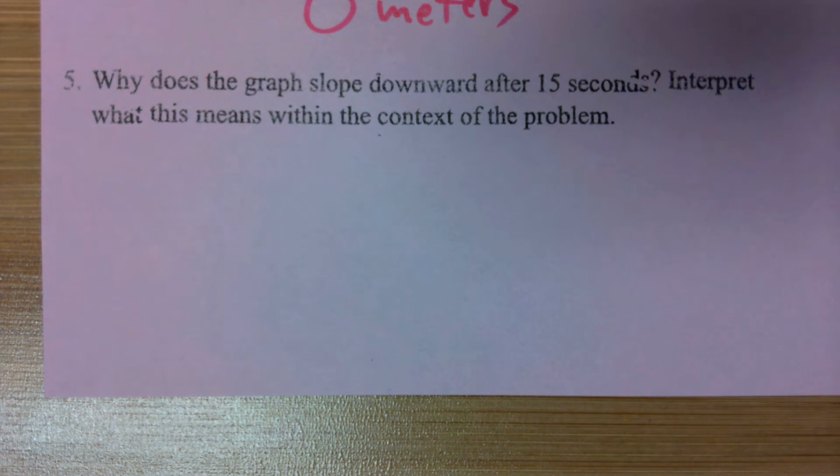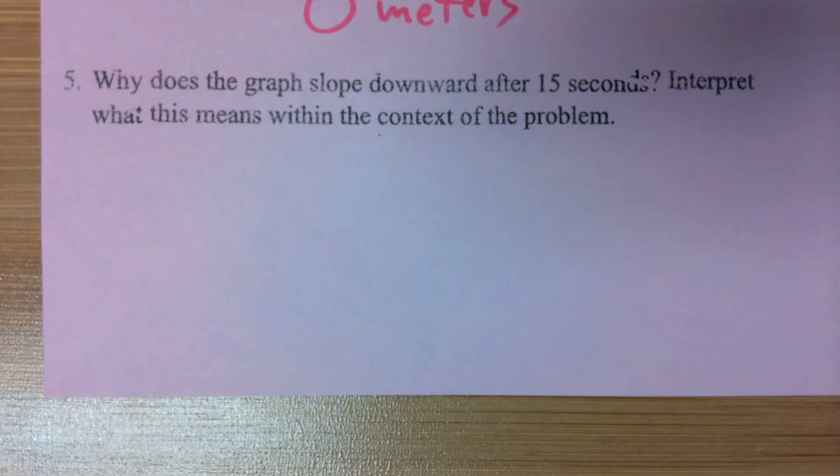Okay. All right, let's come back together. You guys have the opportunity to talk. Go ahead, Ella. What do you think's happening? Why is this graph sloping downward after 15 seconds? It's sloping downwards because he's going back. He's going back where? To the starting line. Exactly. He's running back to the starting line, right?